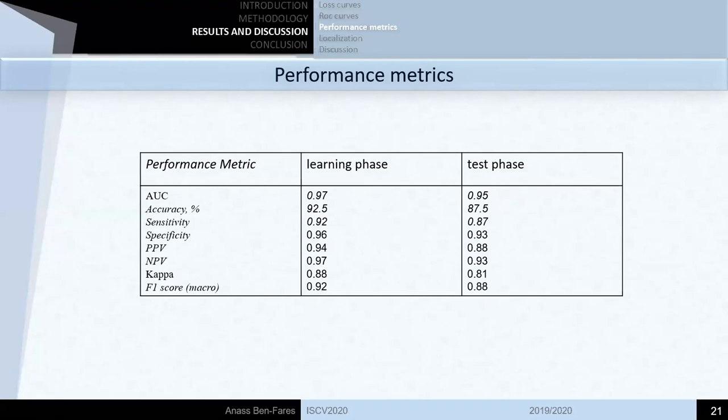The negative predictive values were 0.97 and 0.93. The kappa values were 0.88 and 0.81. The F1 scores were 0.92 and 0.88 for internal and external validation, respectively.